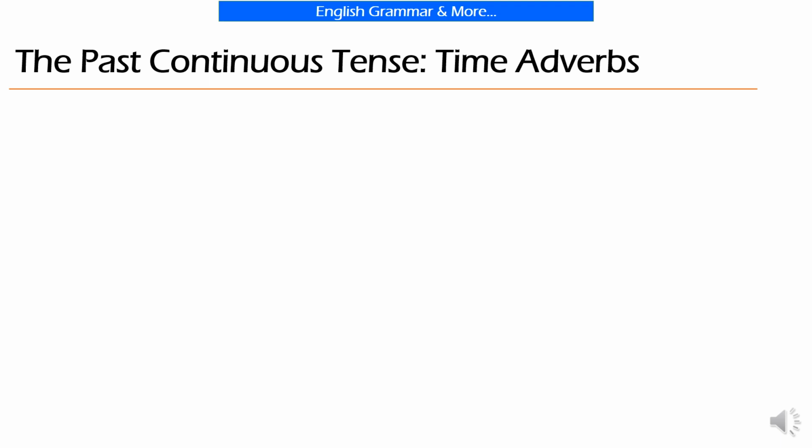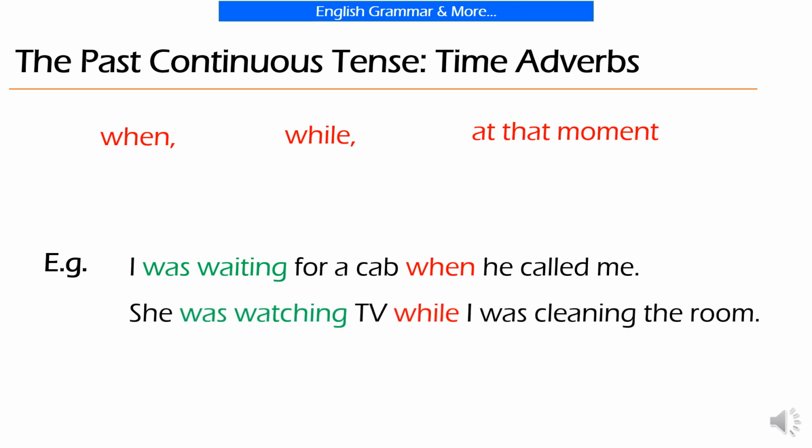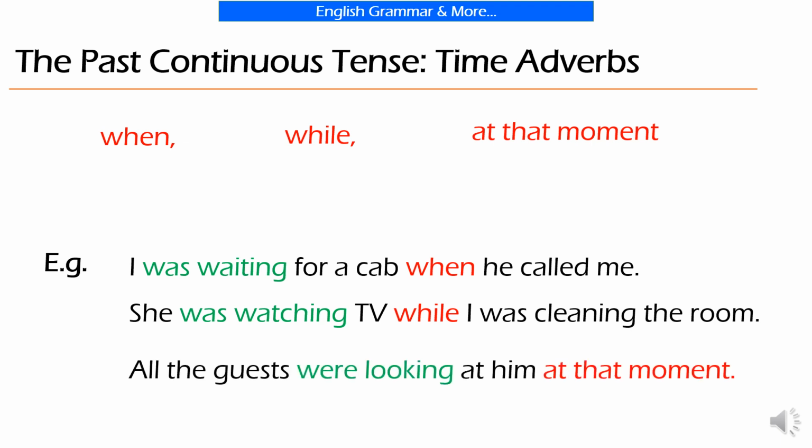Another important thing we need to know about the past continuous tense form is the time adverbs. The time adverbs that are indicative of the past continuous tense form are the following: when, while, at that moment. For example, I was waiting for a cab when he called me. She was watching TV while I was cleaning the room. All the guests were looking at him at that moment.